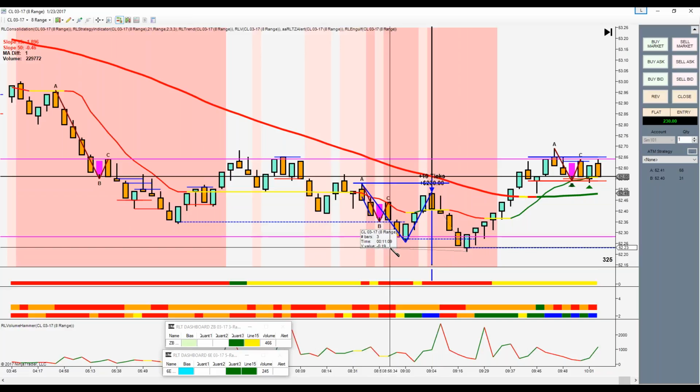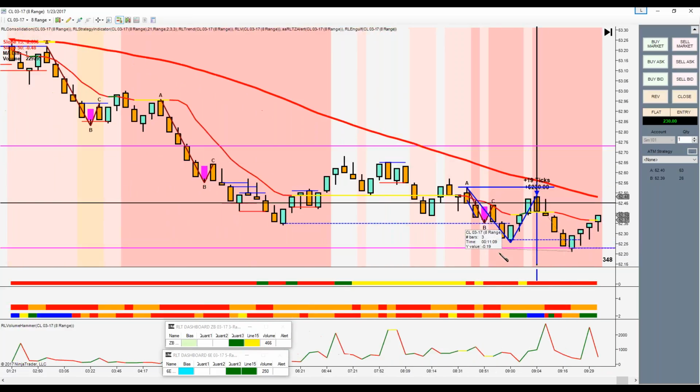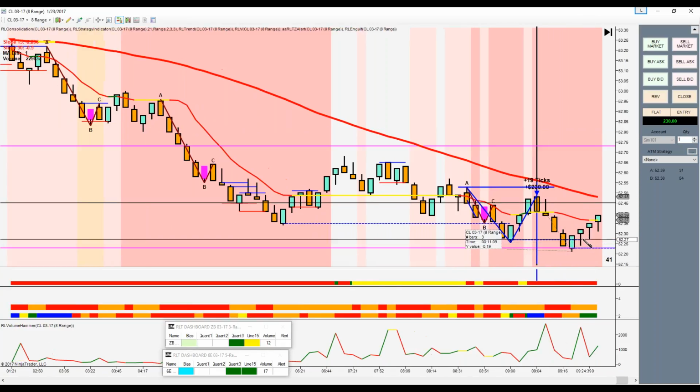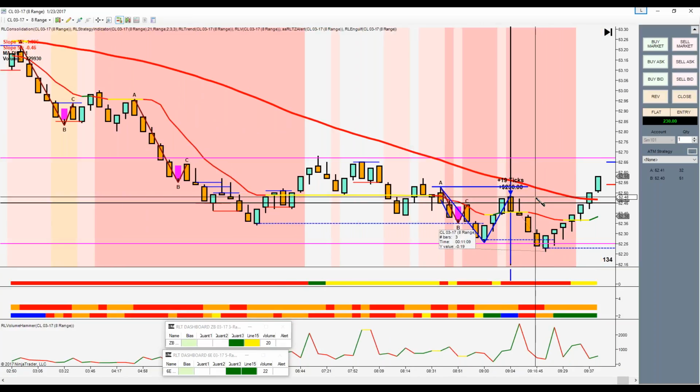I closed it again. I closed it early, right at a major area support here. But we still made $230. I mean, we did it. We made an enormous number of ticks today. Just enormous.